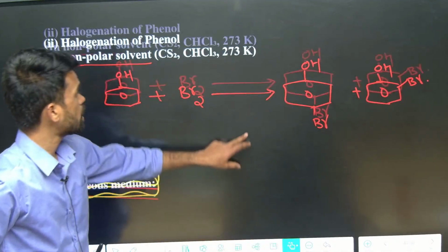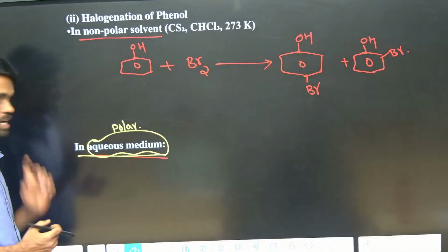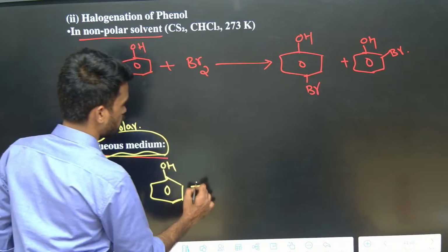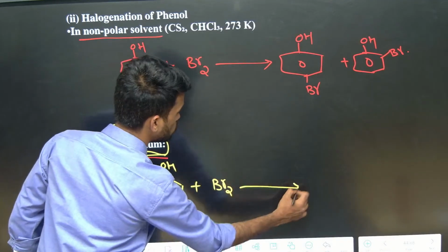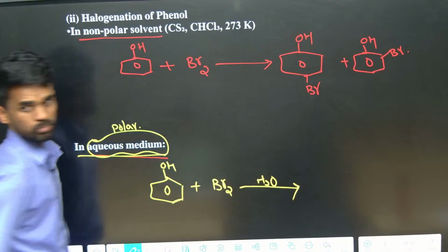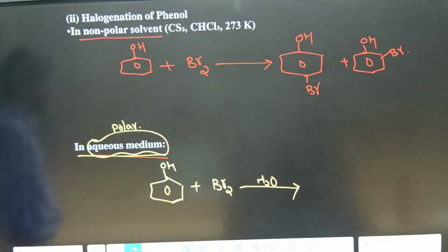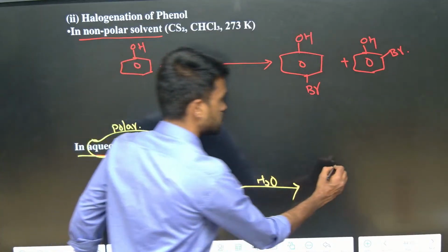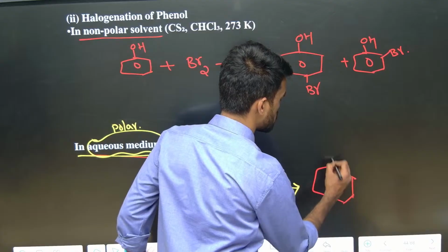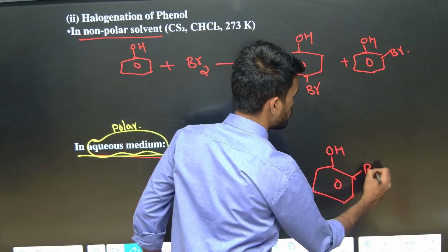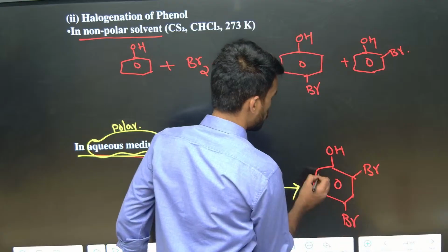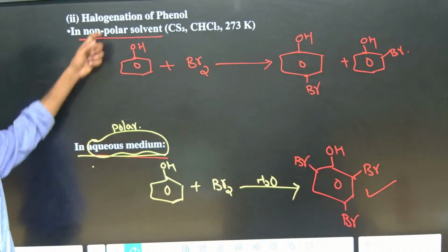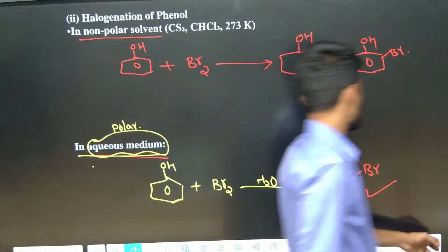If the same reaction takes place in a polar solvent, like an aqueous medium, let us say phenol plus bromine water. Bromine water means what? Br2 in H2O, bromine added to water, because water is the solvent here. This polar solvent accelerates the reaction and activates it to produce tribromophenol. Ortho-para positions are completely brominated and give you this product. So this is the difference between non-polar and polar solvents.